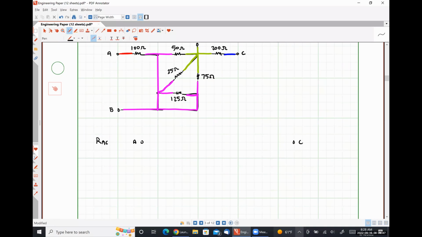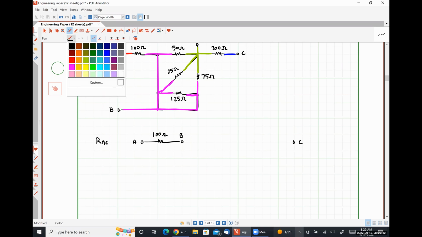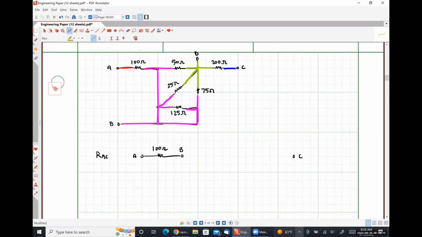So for me to go from A to C, I have to go through the 100 ohm resistor to node B. There is no other possible path that I could take, right? So I'm going to put node B right here. And here's my 100 ohm resistor. And I'm going to put a check mark here to let me know that I've taken care of this path. Now, that's the only path from node A, so I'm effectively done with that step.